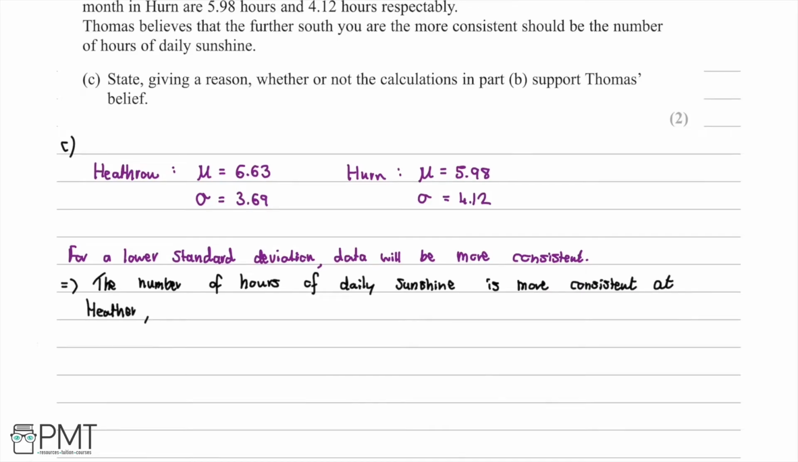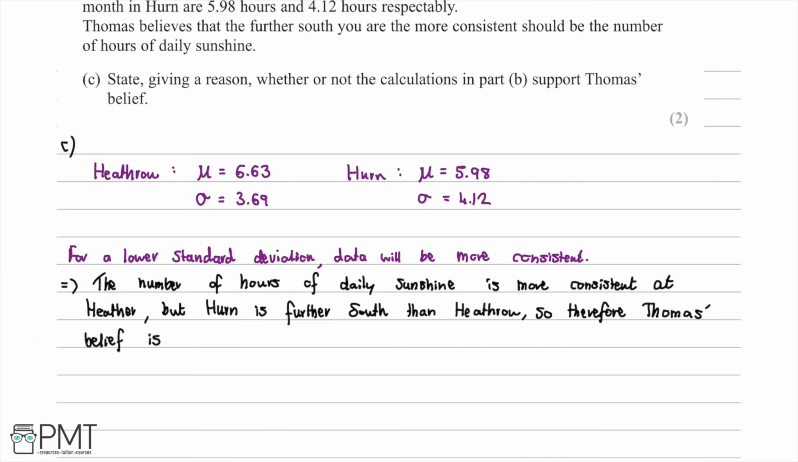So now we need to think about the geographical locations of each place. And we know that Hearn is further south. So therefore, this goes against Thomas's belief, so Thomas's belief is not supported. Writing this down, we have: Hearn is further south than Heathrow, so therefore, Thomas's belief is not supported.